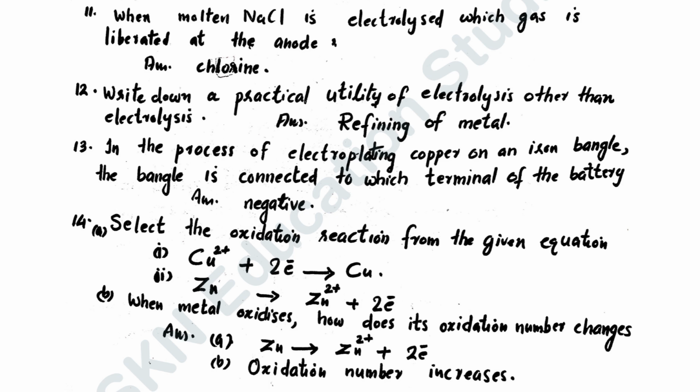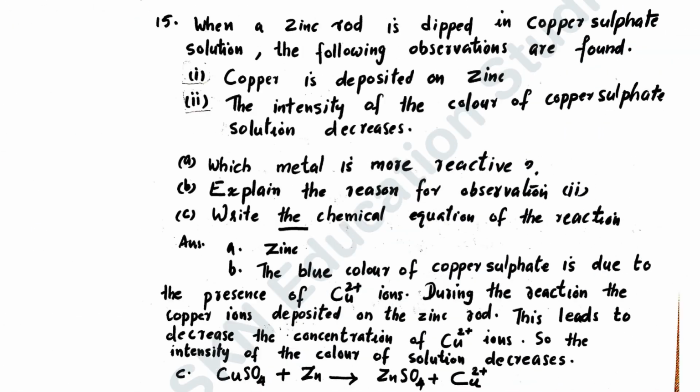13th question, in the process of electroplating copper on an iron bangle, the bangle is connected to which terminal of the battery? Answer is negative. 14th question, select the oxidation reaction from the given equations. The equations are Cu2+ + 2 electrons gives Cu, and Zn gives Zn2+ + 2 electrons. And the answer is Zn gives Zn2+ + 2 electrons. Next question, in oxidation, how does the oxidation number change? Answer is oxidation number increases.